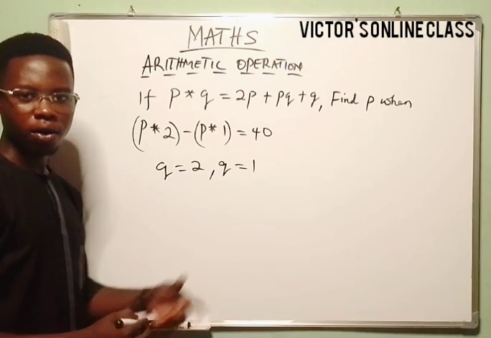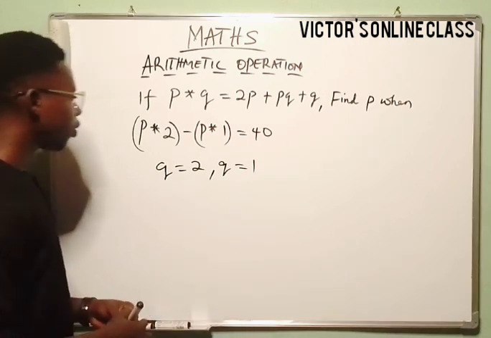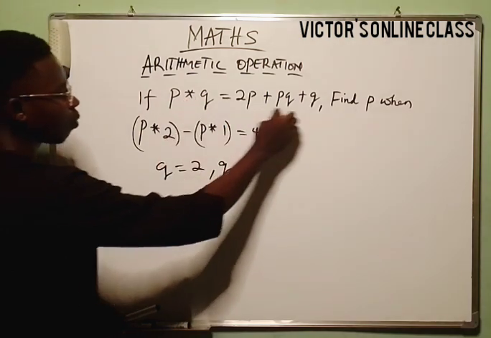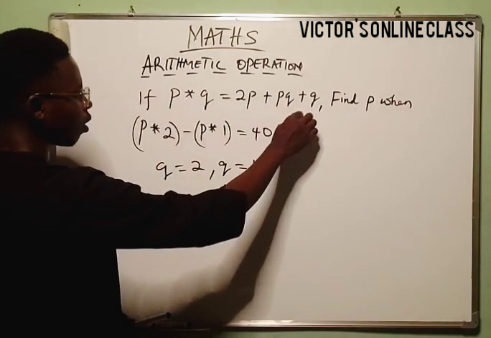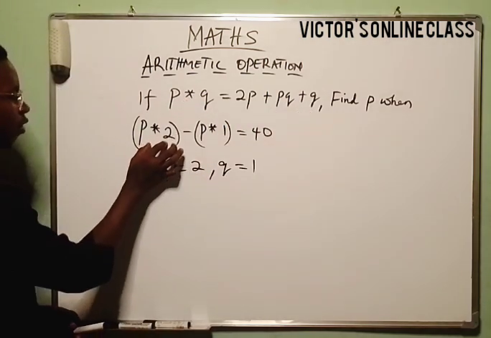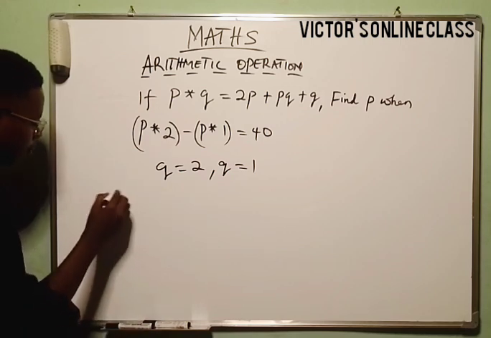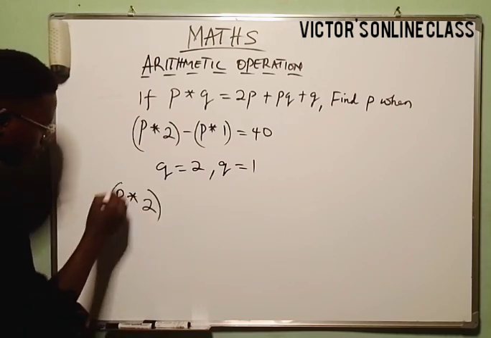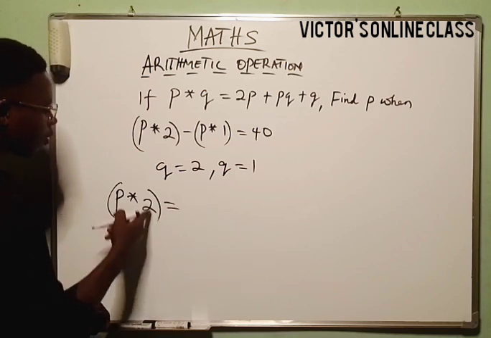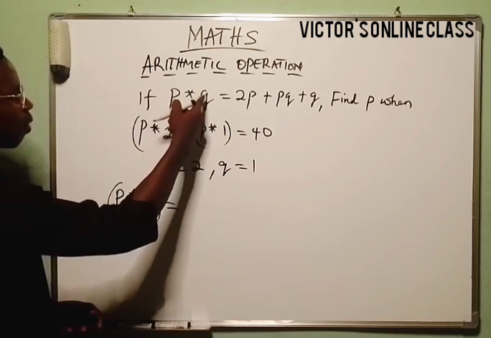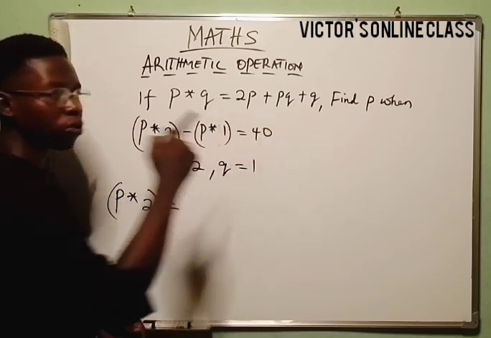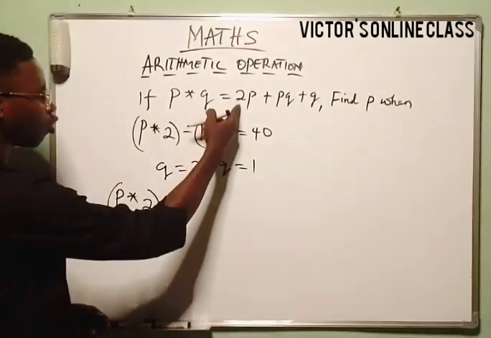I'm sure you are understanding. Now, what do you do next? P asterisk Q is equal to this. Now, you are going to bring this first. You have that P asterisk 2 is going to give us, since you have 2 here, replacing Q. Anywhere you see Q here, you put 2. Therefore, you have here 2P.